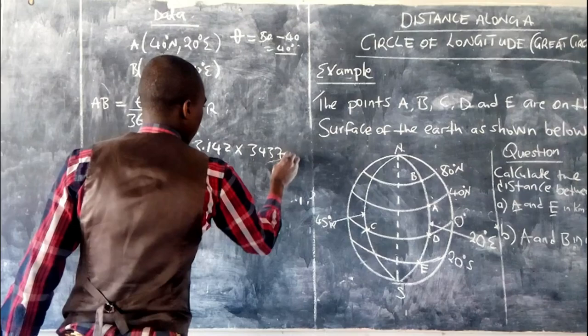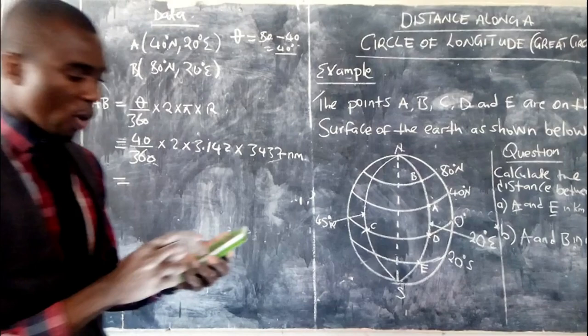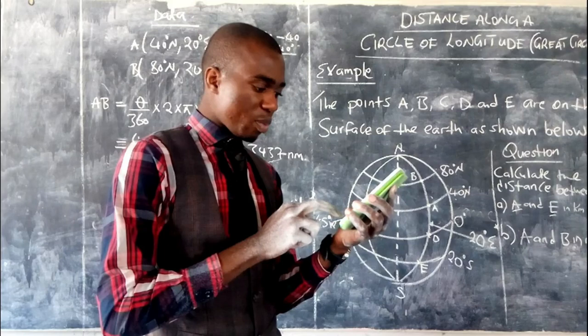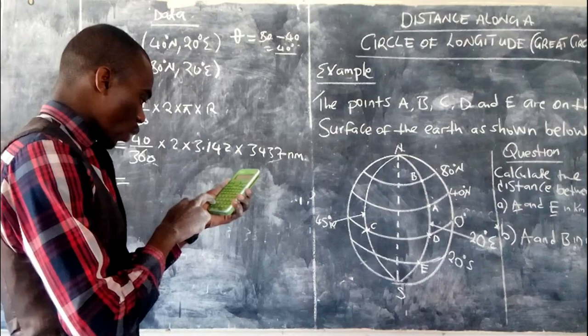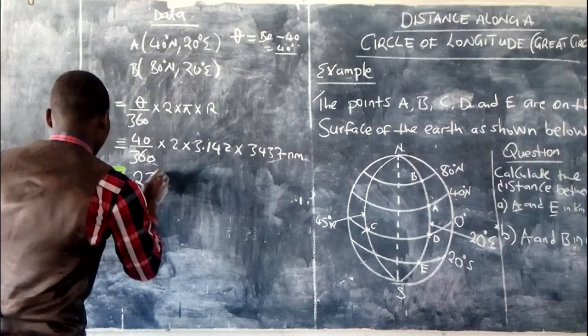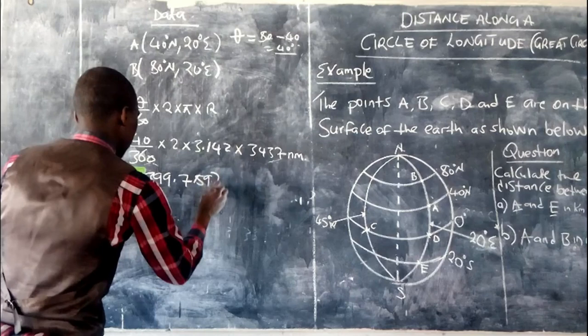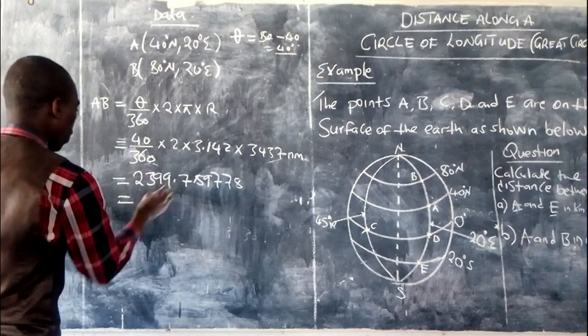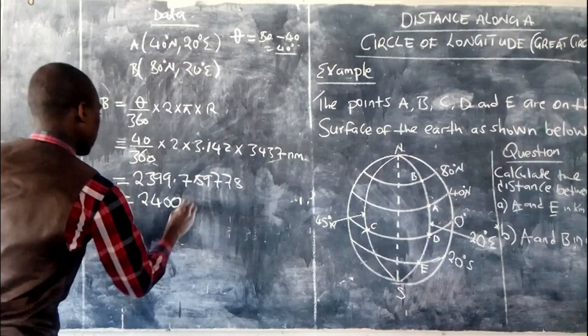So let's punch that one on the calculator and see what value we are getting. That one is 40 over 360 multiplied by 2 multiplied by 3.142 multiplied by 34.37 nautical miles, and this is the value you're having, 2399.789778. So we can round this off now. If we are rounding this one to 4 significant figures, 1, 2, 3, 4, then the value we are going to have is 2400 nautical miles. So that is our answer, and the question has been sorted out.